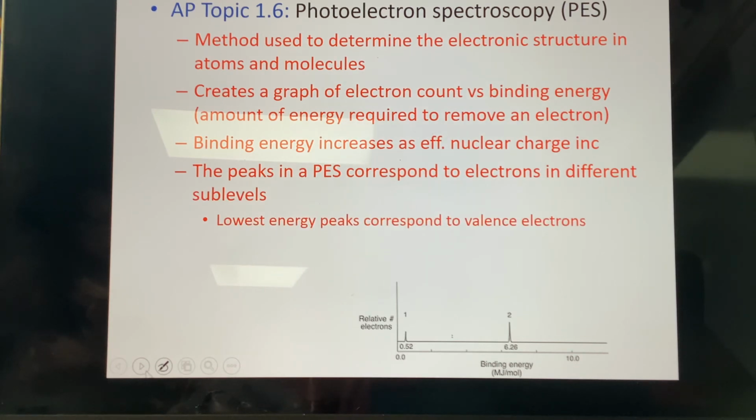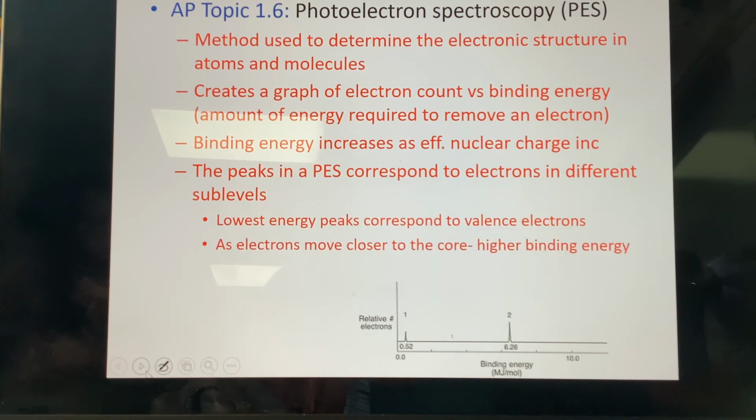So the lowest energy peaks, those represent our valence electrons. So right here, the binding energy is very low. That's because these are valence electrons. They're farthest from the nucleus, so they can be removed with much less energy. And again, we'll talk more about that in our next chapter. But the lowest binding energy electrons correspond to our valence electrons. And again, as we move towards the core and the innermost electrons, the binding energy gets higher and higher.